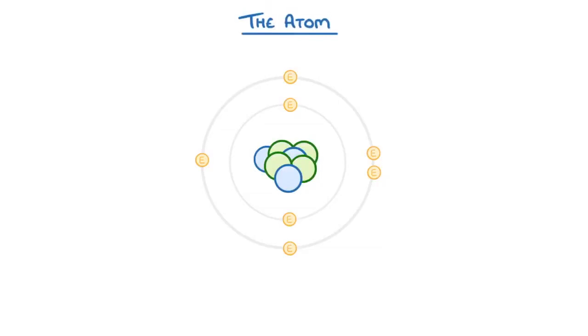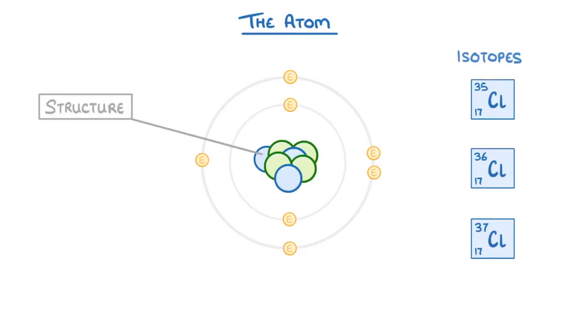the atom from chemistry, like its structure and what isotopes are. We'll also look at how electrons can move between different energy levels.